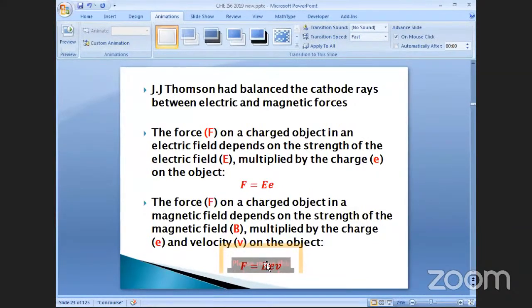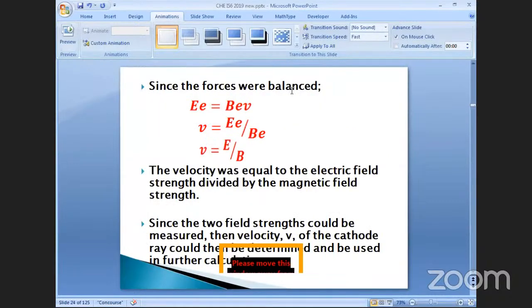Sorry about that. So like I said, you have F equals BeV, where B is the magnetic field strength, e is the charge, and V is the velocity of the object. Now, since the forces were balanced, the electric field force equals the magnetic field force. If we bring the velocity out, you will get this equation. Since the charge on the object is equal, you can cancel that out, so the velocity is equal to the strength of the electric field divided by the strength of the magnetic field.